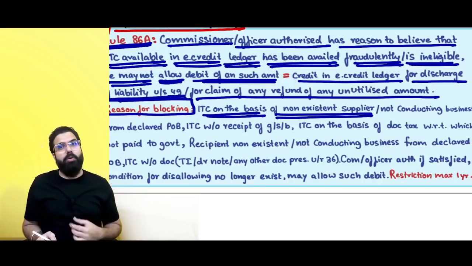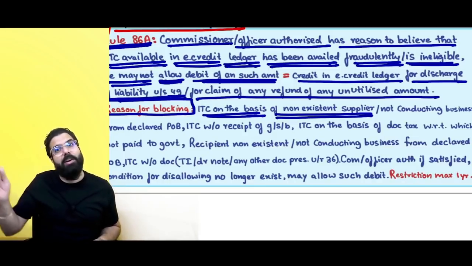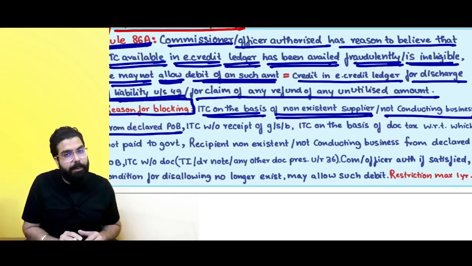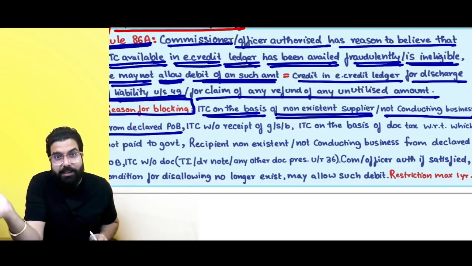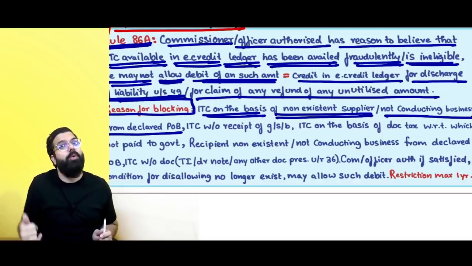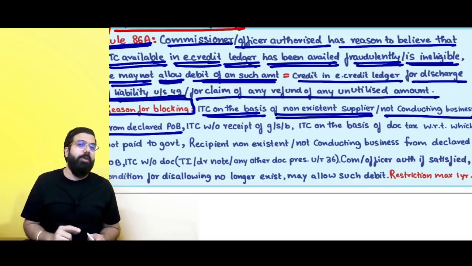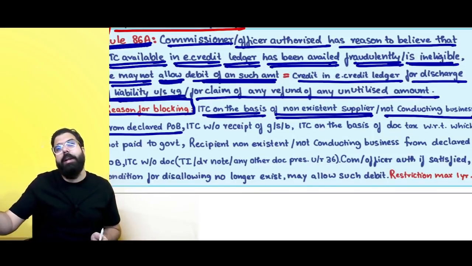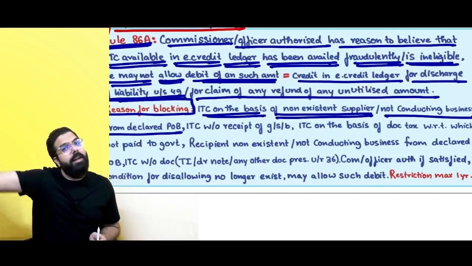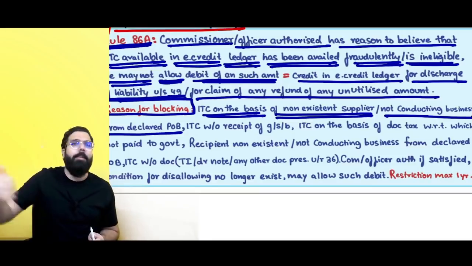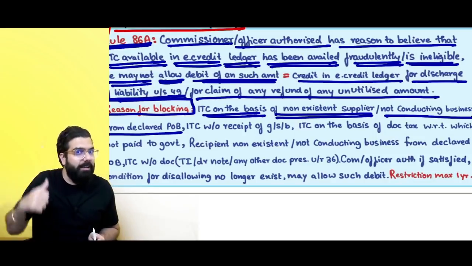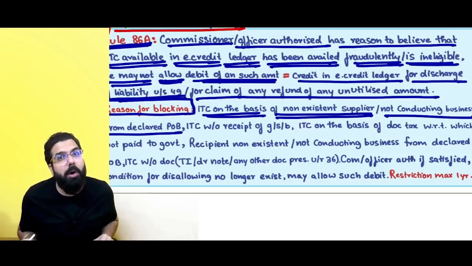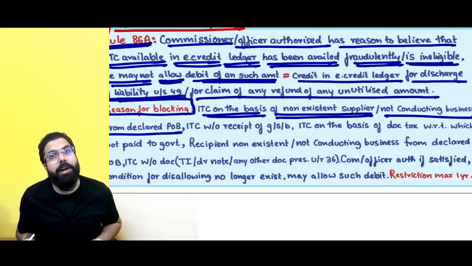For an example, you took the ITC and the officer is telling that the supplier is not there, Ramesh, or not conducting business from the declared place of business. Ramesh, we went to check the supplier and the supplier was not doing business from the place which he has declared as his registered place of business. It means the supplier is non-existent. It means the supplier might be a fraud, and hence he was issuing bogus invoices. Ramesh, your credit will be blocked.